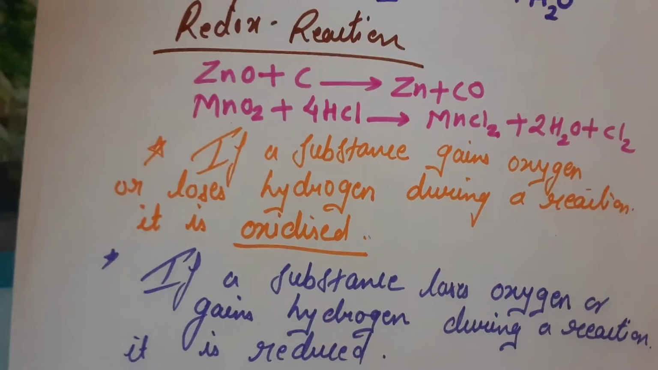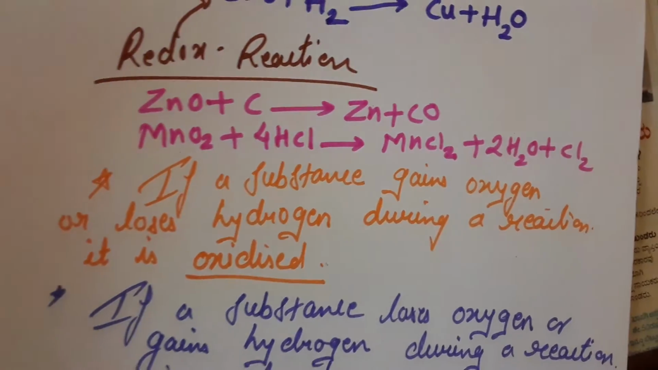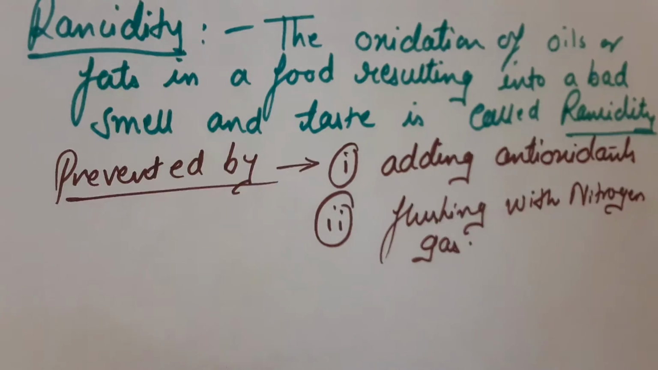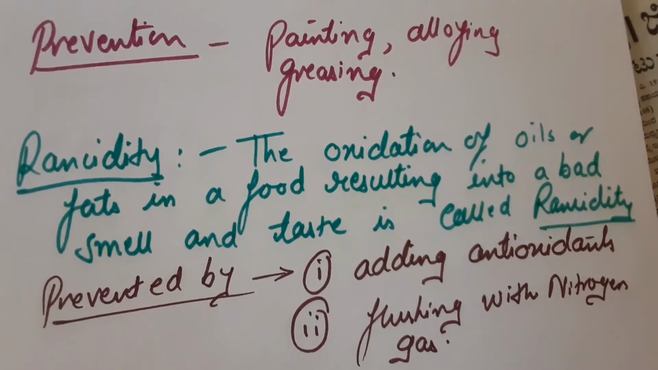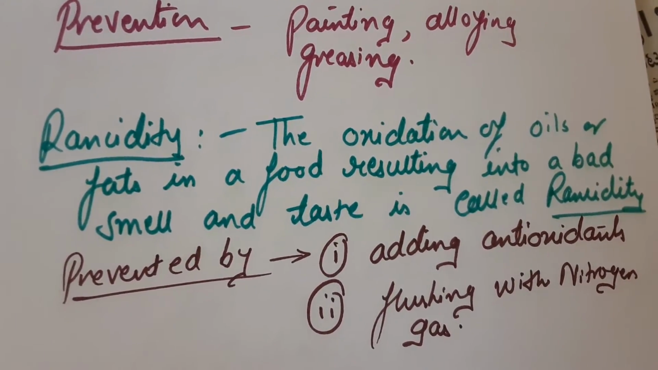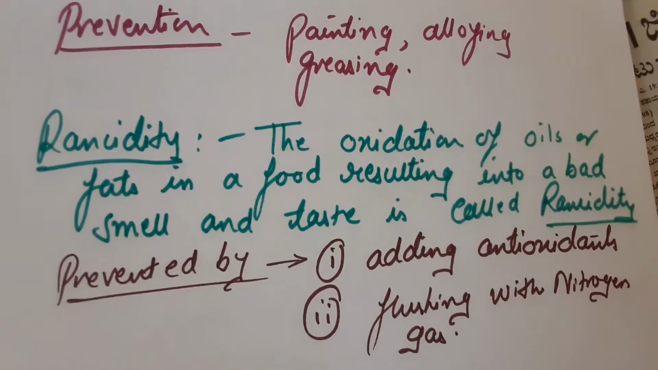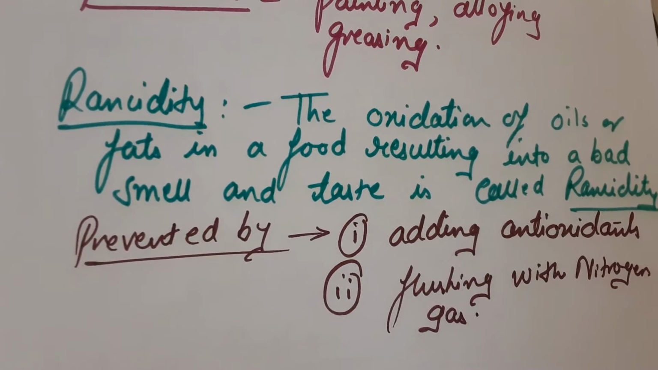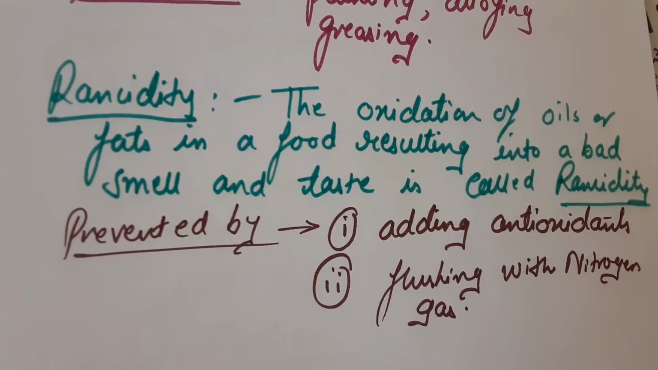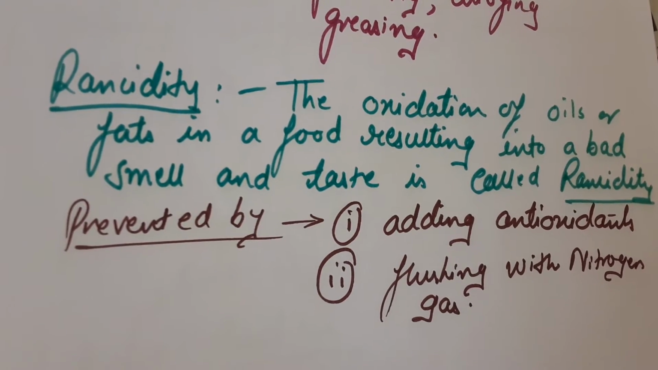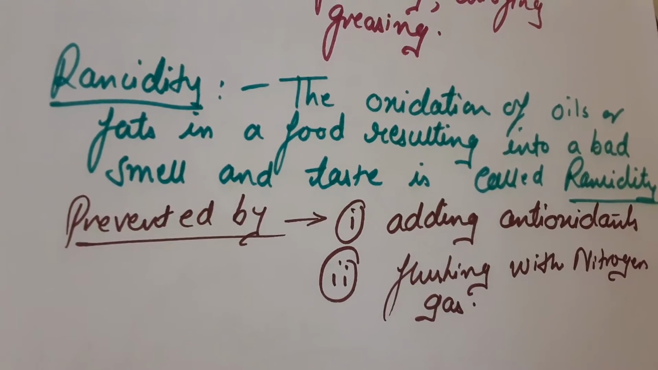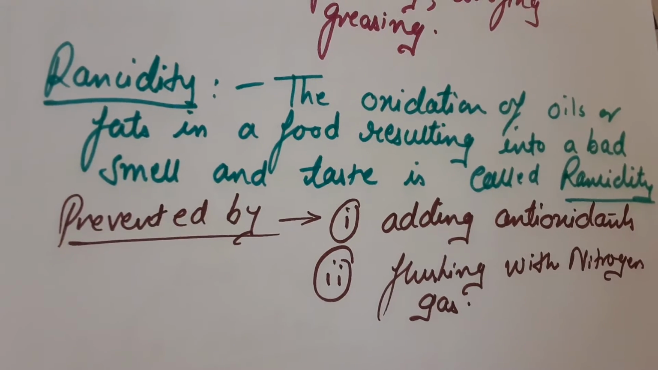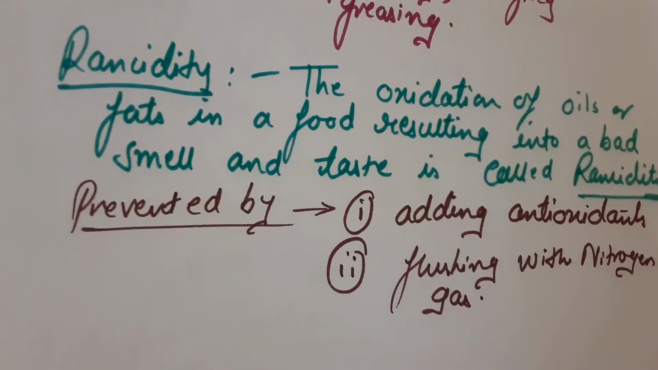So let us see prevention. Prevention is painting, alloying and greasing. These are the 3 ways to prevent corrosion. The metal is said to corrode, and this process is called corrosion. The black coating on silver, the green coating on copper, these are all examples of corrosion, as we have seen before.